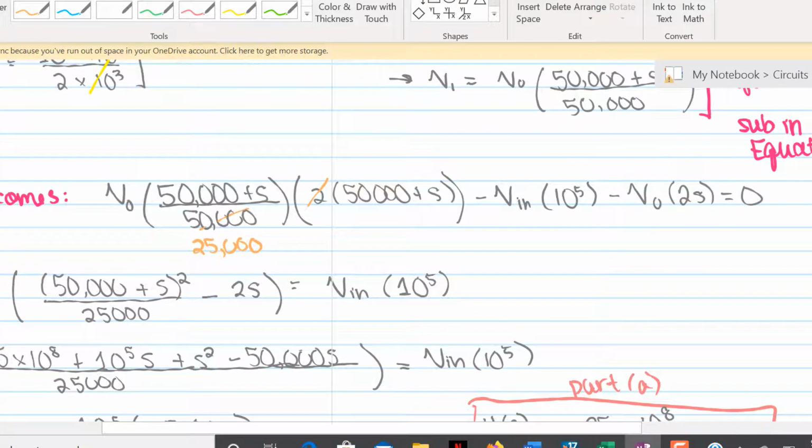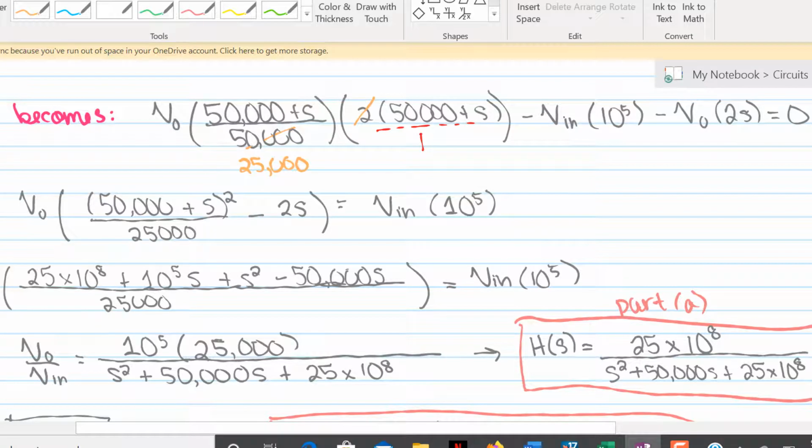I multiplied and simplified a little bit there. Then when I canceled that factor of 2 and think of this as being over 1, I have 2 factors of 50,000 plus s in the numerator. So I just wrote that as 50,000 plus s squared, still over 25,000, and then minus the 2s from the term at the end, and moved the Vin over to the right-hand side of the equation.